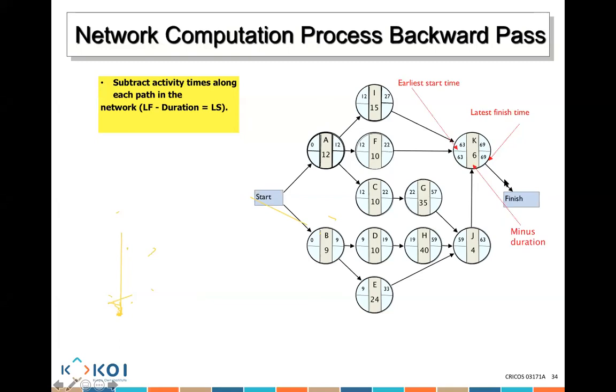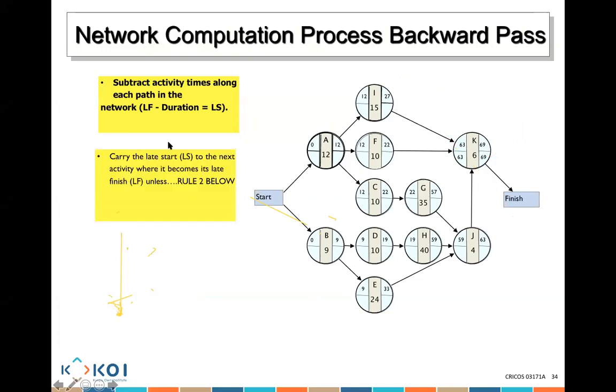63. Then the latest start moves to the activity before it, unless rule 2. So where does 63 go? I, F, and J. Correct. It will go to I. 63 minus 15 is 48. 63 minus 10? 53. And 63, you see J, minus 4? 59. Does that make sense?